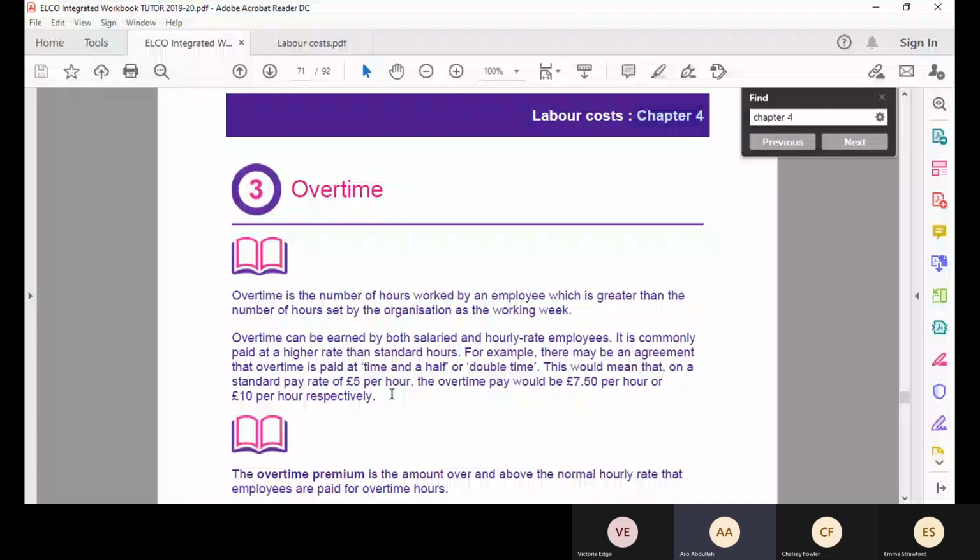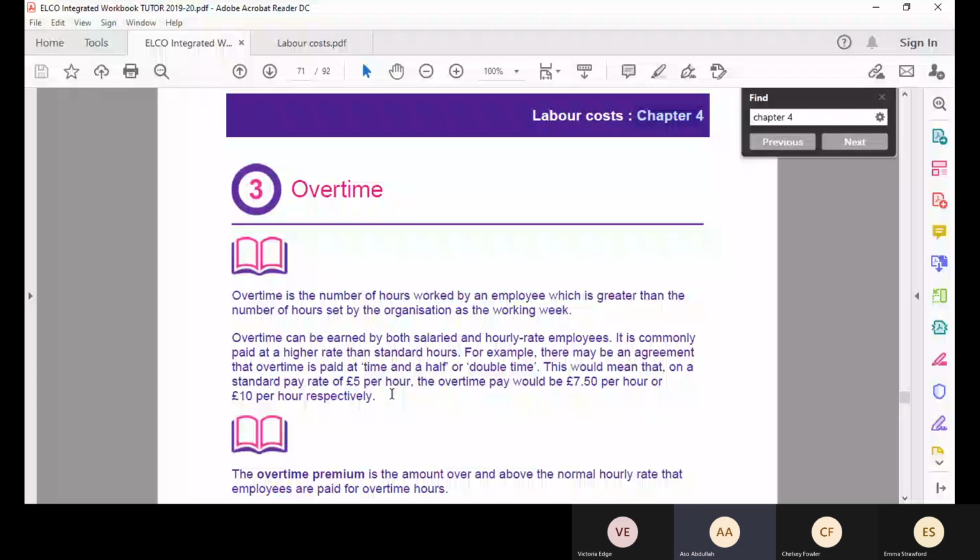So that is your wages for the week. This is the way it is paid.